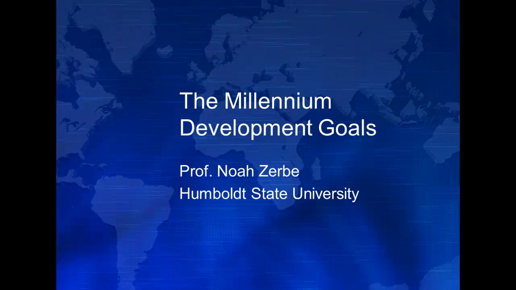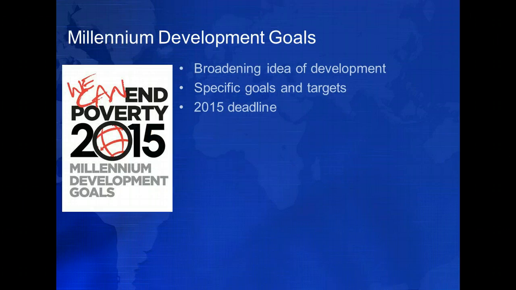In 2000, the United Nations Millennium Summit culminated in the adoption of the Millennium Development Goals, a set of specific developmental targets to which all 193 United Nations member states committed themselves. The MDGs were important because they represented a broadening of the idea of development by the international community.